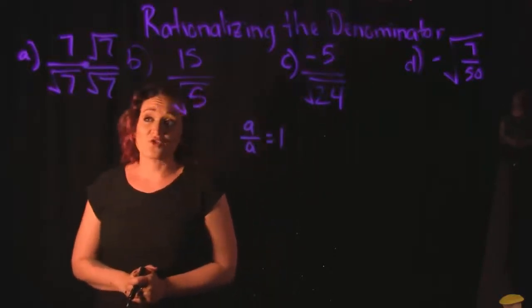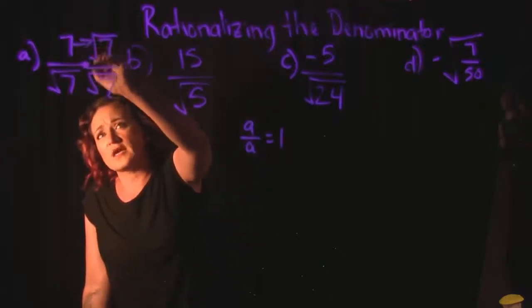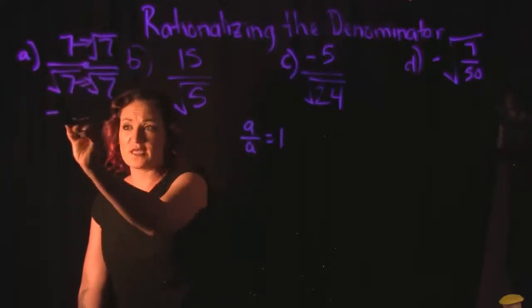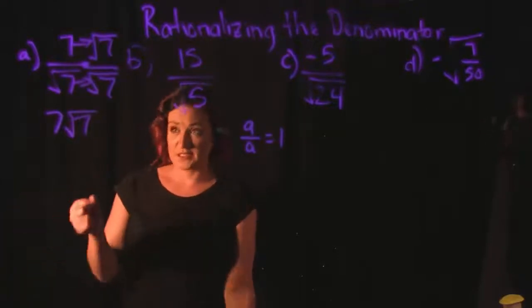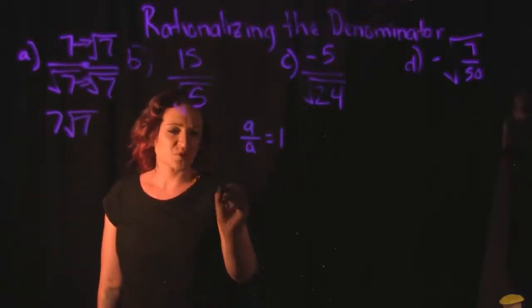Now we do need to carry out the multiplication. When it comes to fractions, remember that's straight across. Numerator times numerator, denominator times denominator. So 7 times square root of 7 is 7 square root of 7. A number and a radical don't mix like that. In the denominator, we have square root of 7 times square root of 7.